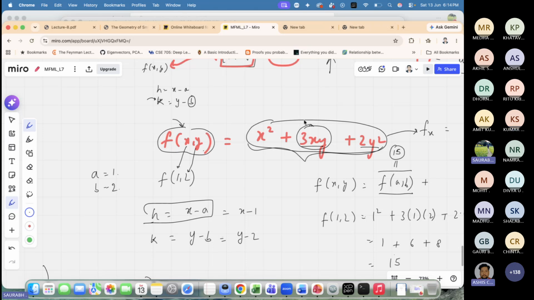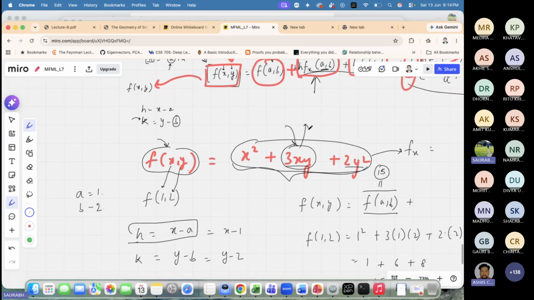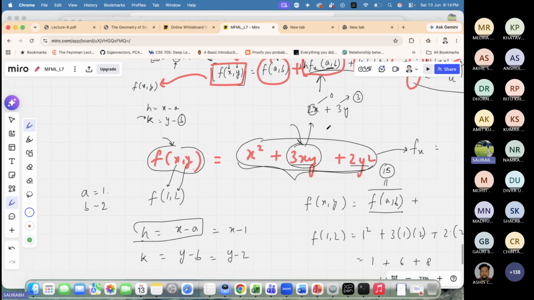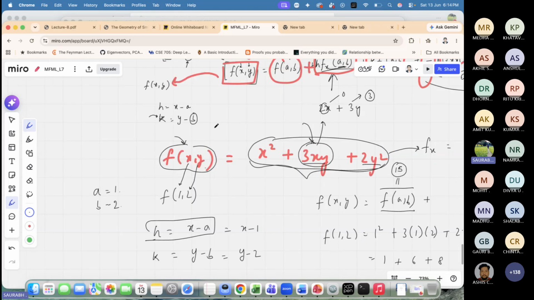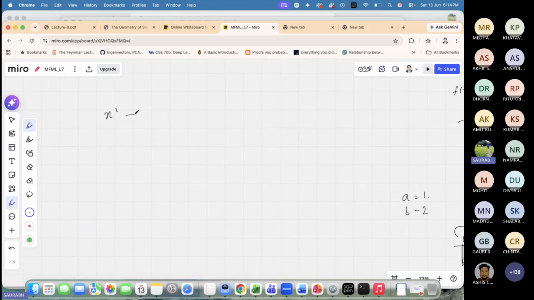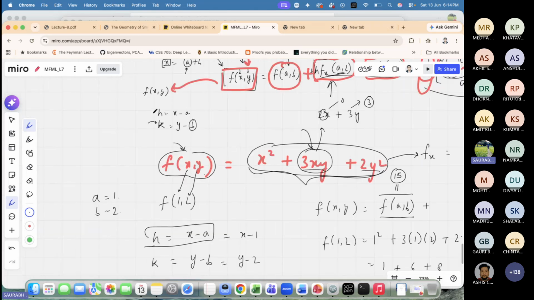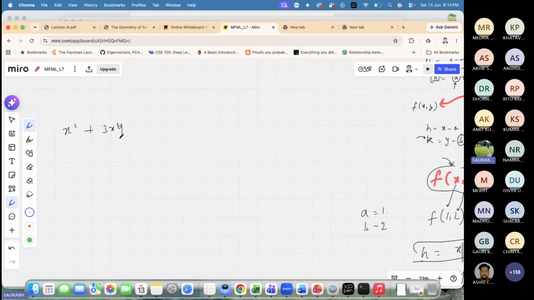Whatever you do, first with respect to y, think of it as if you differentiate it first with respect to x. In that case, it would be 2x plus 3y. Then you differentiate it with respect to y. In that case, this would become 0 and you would only have 3. Think of your function as x square plus 3xy plus y square.